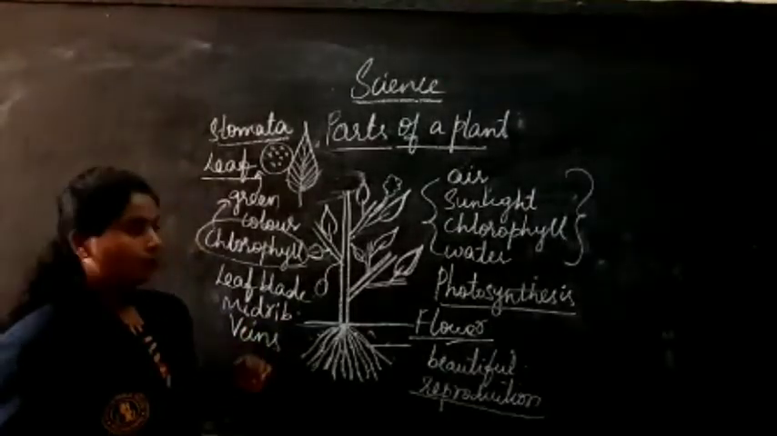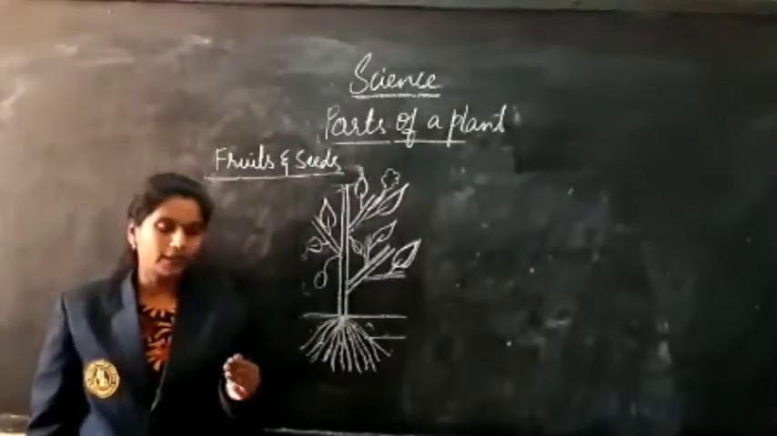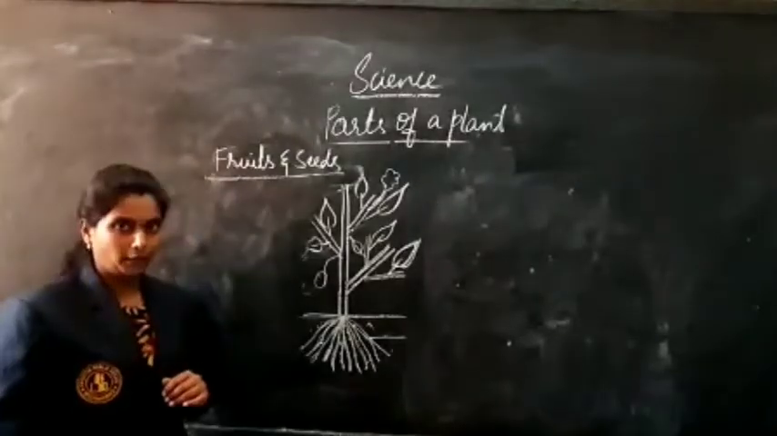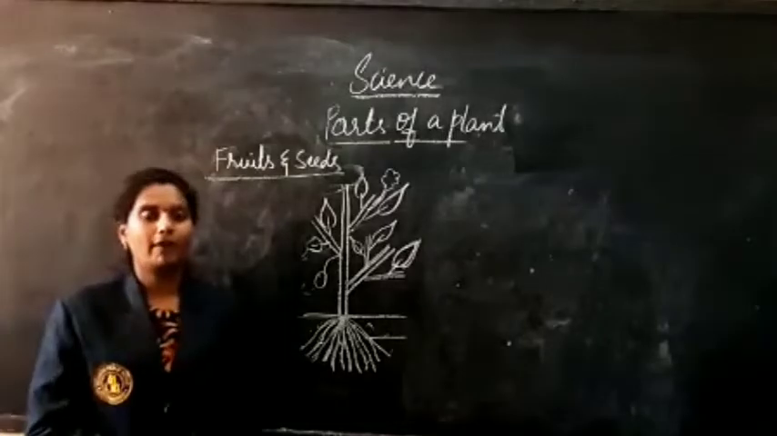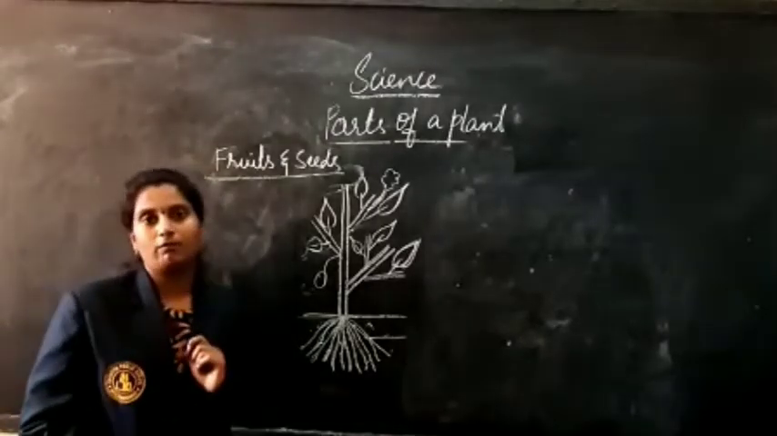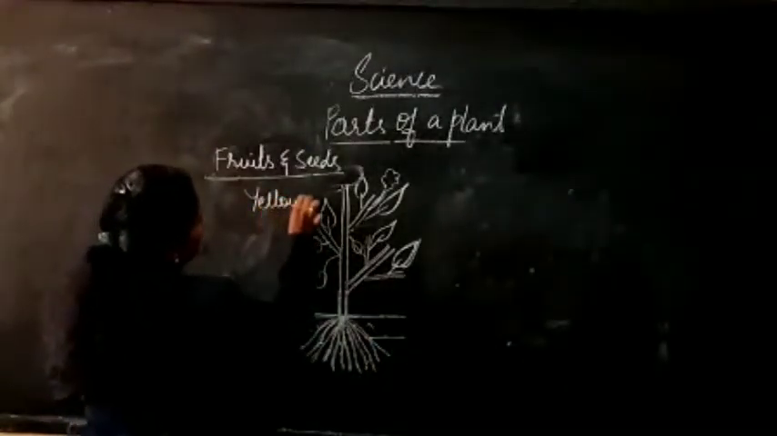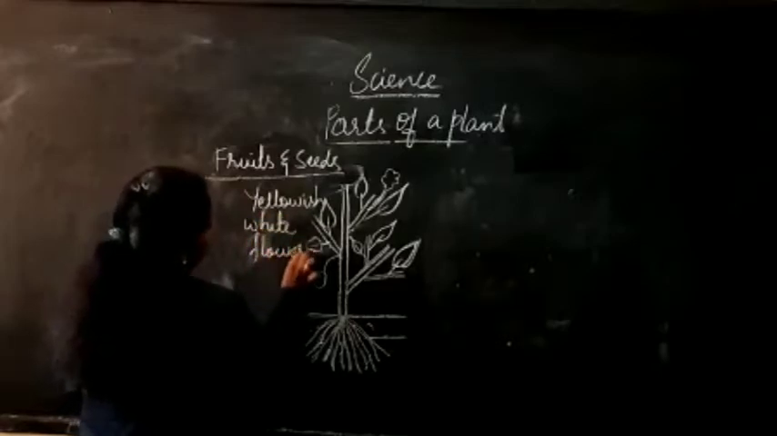And next, going on to the next one is the fruits and seeds. Generally, if you observe, the plants bear fruits. For example, a mango tree. If you take a mango tree, you can see in the month of January or February small little yellowish white flowers. Small flowers will be there.